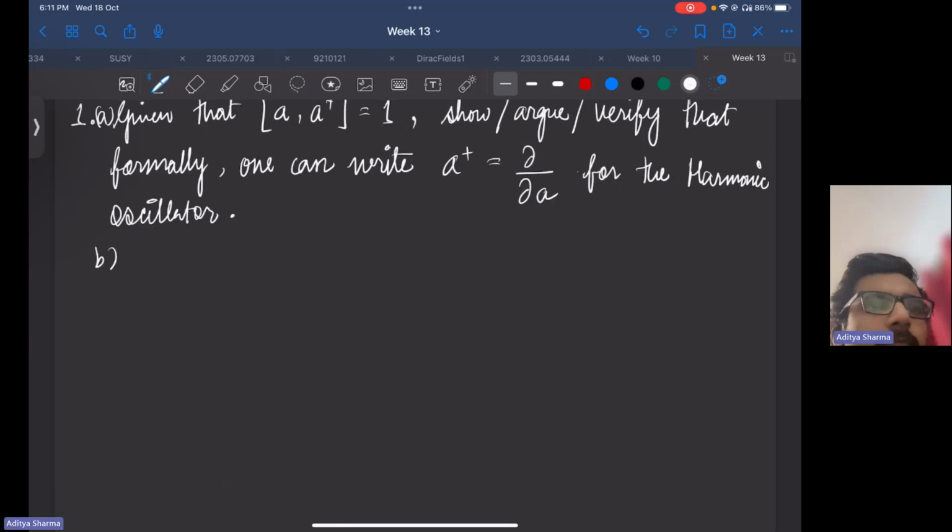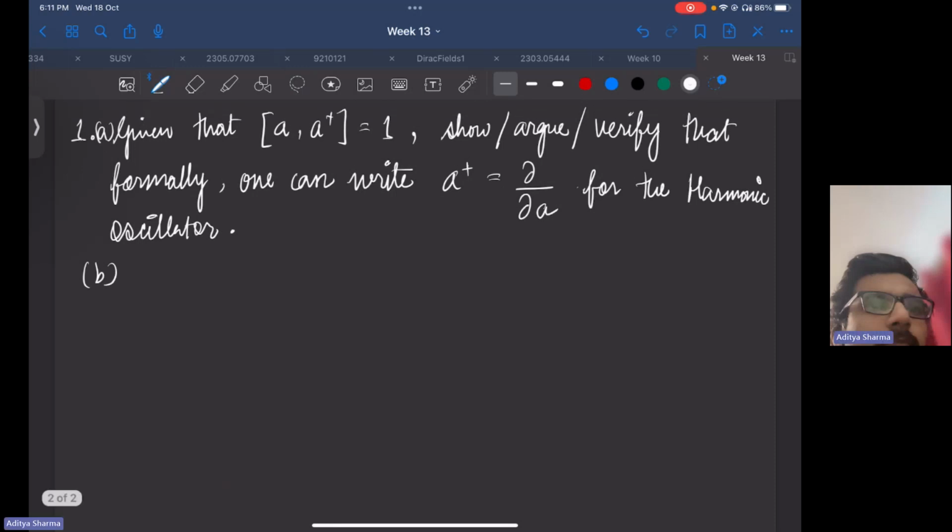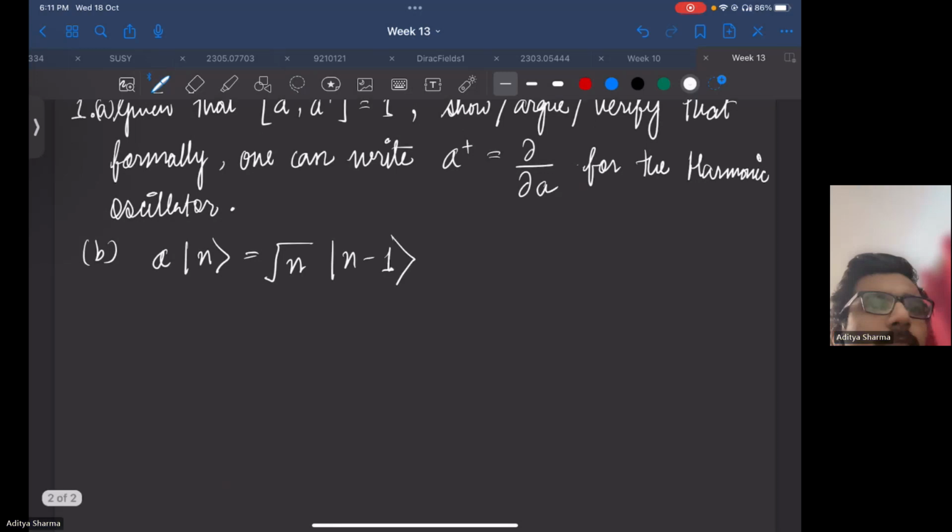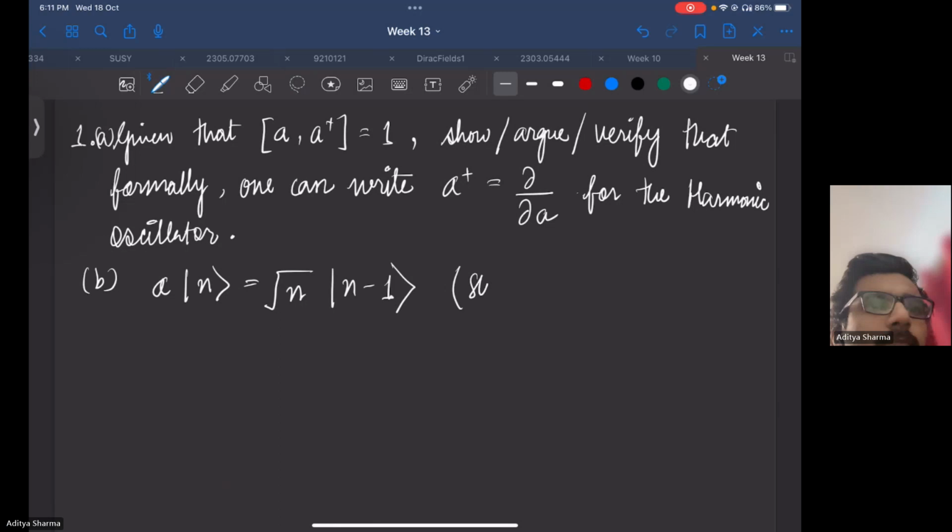Part B is: show that A acting on a state |n> will give you square root of n times the state |n-1>, using the definition in part A.